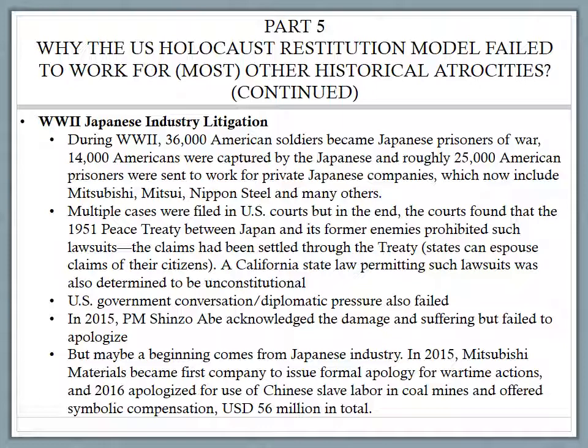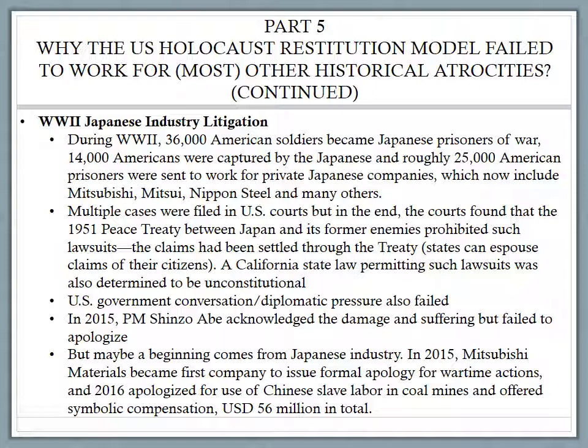Many cases relating to Japanese industry were filed in US courts, but in the end, the courts found that the 1951 peace treaty between Japan and its former enemies prohibited such lawsuits. The claims of the plaintiffs in these lawsuits had been settled through a treaty. If you recall, or if you know, states can espouse or settle claims of their citizens by treaty. A California state law permitting such lawsuits to go forward was also determined to be unconstitutional as improperly impeding on the federal government's right to conduct foreign relations.